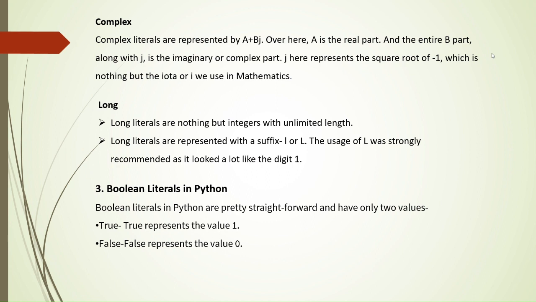Complex literals. These are represented by a plus bj. Over here, a is the real part and the entire thing along with j is the imaginary or complex part. j here represents the square root of -1, which is nothing but the iota or i which we use in mathematics. Long literals. These are nothing but integers with unlimited length.